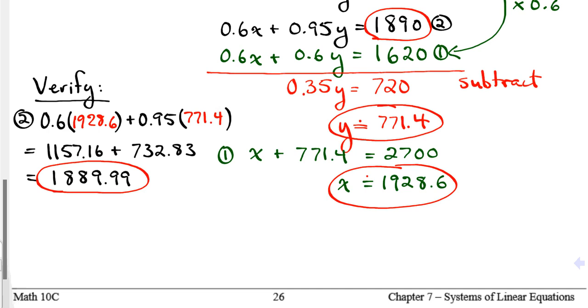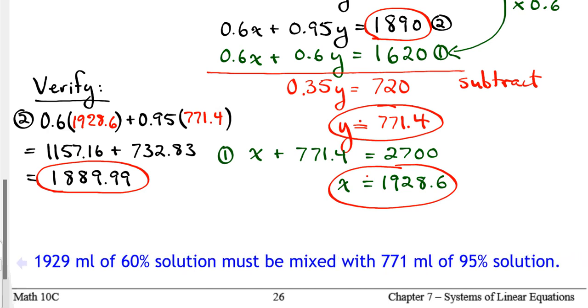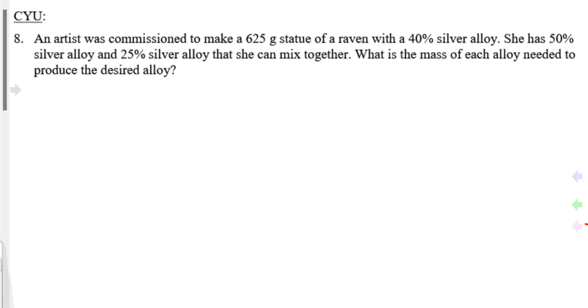My sentence answer will conclude that 1929, here I rounded to the nearest whole number, that many milliliters of 60% solution is mixed with 771 milliliters of 95% solution. Next page is a check your understanding question. So you can try that one, restart the video, and compare with my answer. You can pause the video now as you go ahead to complete this question.